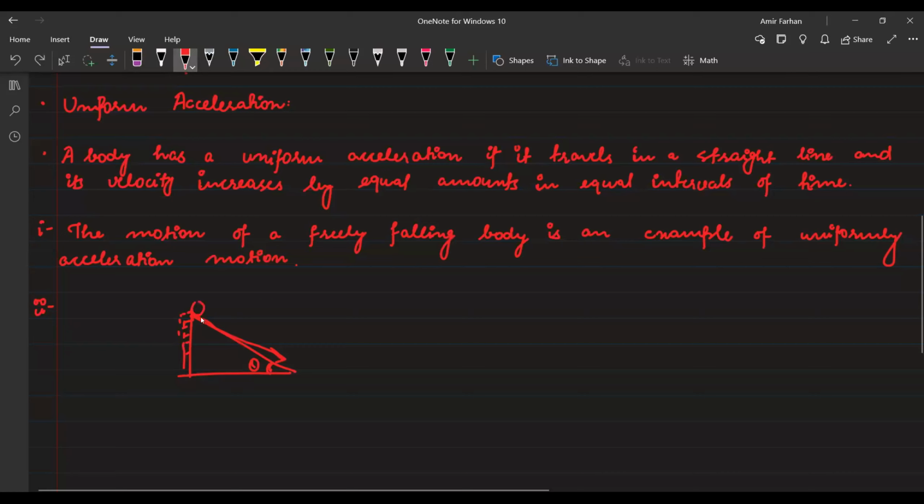So when you drop a ball, the ball will go like this. It will roll down through the plane. So this is also a uniformly accelerated motion. I'm just giving you examples so that you have an idea of real world examples. Okay.